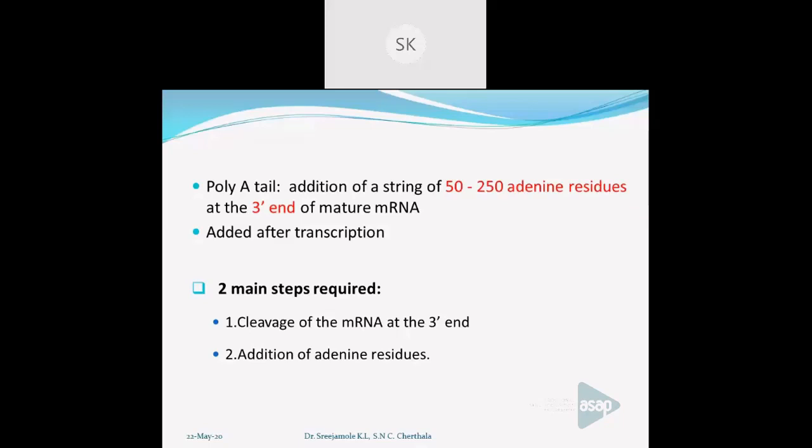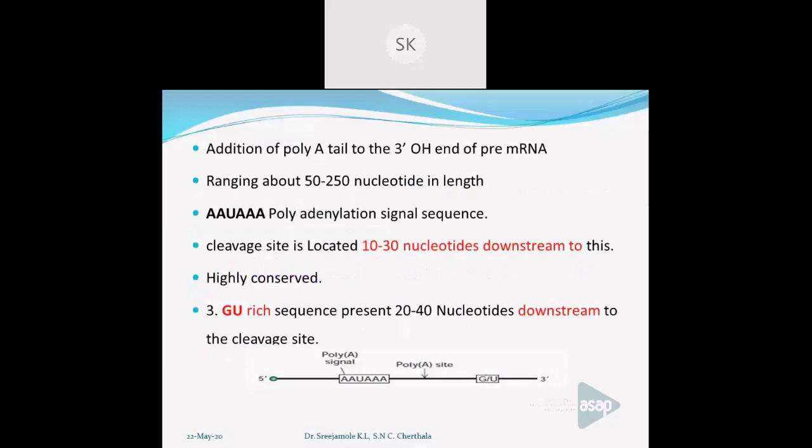There are two main steps included in this polyadenylation. First, the mRNA is cleaved at a particular point known as a cleavage site at the 3' end, thereby freeing the 3' end. Later, these adenine residues will be added onto the free 3' end. So this is what happens during polyadenylation. As we have already mentioned, adenylation is the addition of polyadenylate residues to the 3' end of a mature RNA or mRNA.